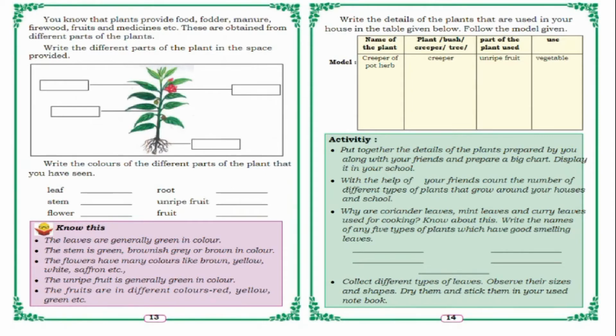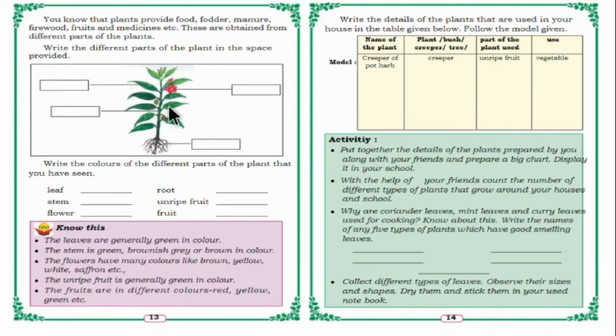From the plants, not only do we use it as food, as a vegetable, they give fodder, manure, firewood, fruits and even medicines also. And now we are going to write the parts of the plant.